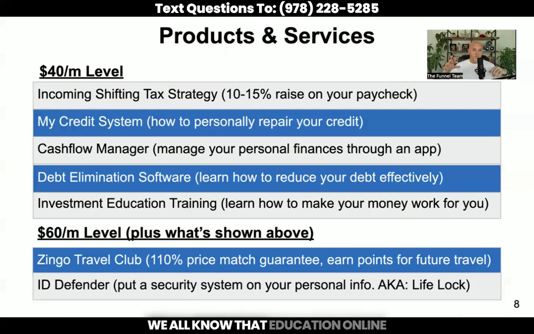We all know that education online is a billion-dollar business. People are paying hundreds or thousands of dollars, sometimes tens of thousands of dollars for online education. We're going to save you the trouble of having to go buy courses to learn how to invest your money the right way. And myEcon is going to show you how to get your money making more money for you.